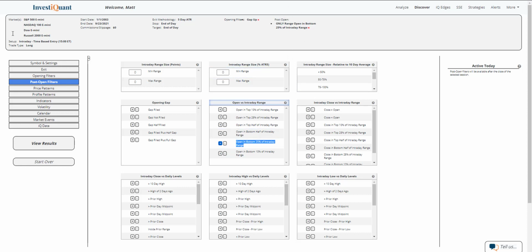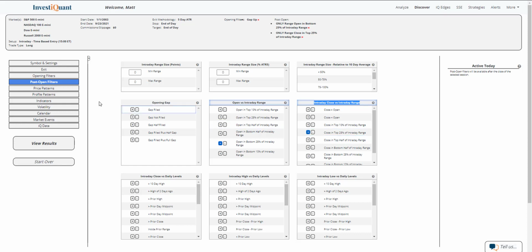Next, I'm going to say that the 3 p.m. price, which is the entry time for this, is in the top 25% of the intraday range. I can come here, intraday close versus intraday range. The close is going to be referencing the price at the time of entry, which is 3 o'clock, and I can hit equals next to close and top 25% of the intraday range.